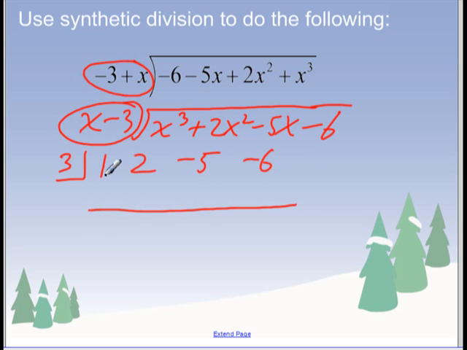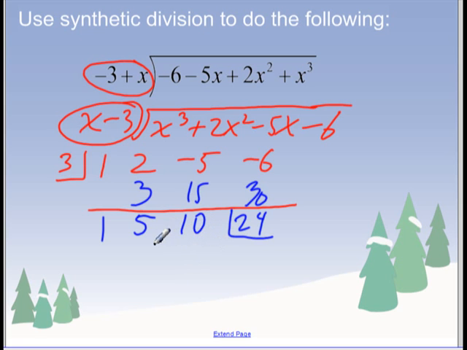Watch what we do. We always bring down that first number, so the 1 comes down, and then all we're going to do is multiply and add. So this number times the number we just brought down, 3 times 1, which is 3. So multiply, put it there, add, and then do it again. Multiply, 3 times 5 is 15, add, that's 10, multiply, 3 times the number I just got, 10, which is 30, and then add, and that's 24. This last number is your remainder, and the rest of these numbers are the coefficients on your answer.